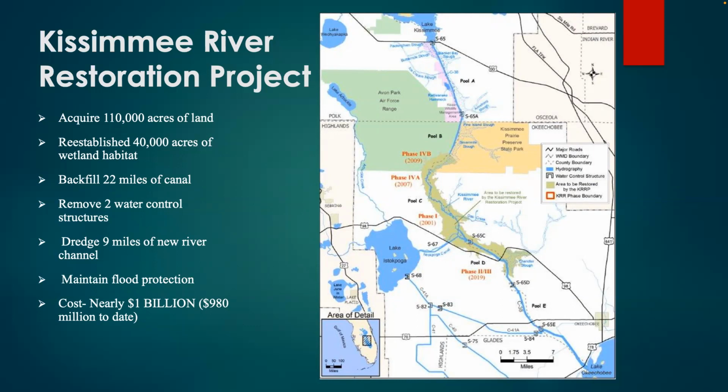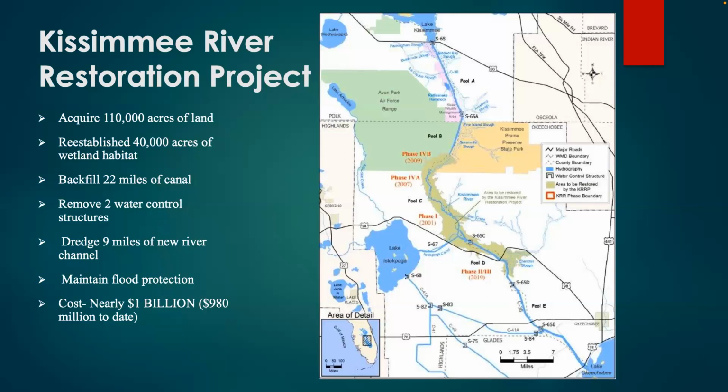It has reestablished 40,000 acres of wetland habitat. They have backfilled 22 miles of canal. Now, the reason for only 22, remember I said there was 56 to begin with. The 52 is because we still need flood control. So the restoration area is in the map. You can see, I'm guessing, that tannish color down the middle. That is the 22 miles of restoration. So 22 miles of backfill, and that 22 miles created 44 miles of meandering river. So for every one, we got 2 miles of reestablished flow.